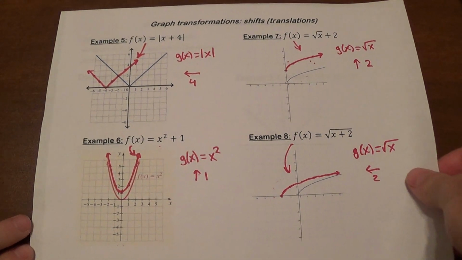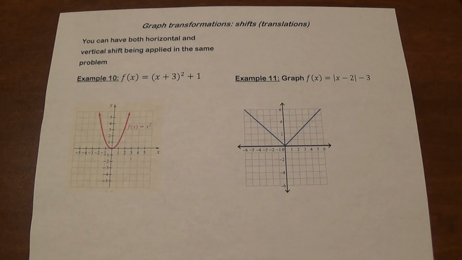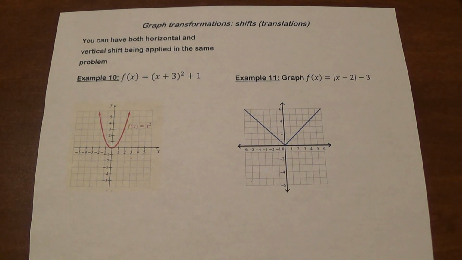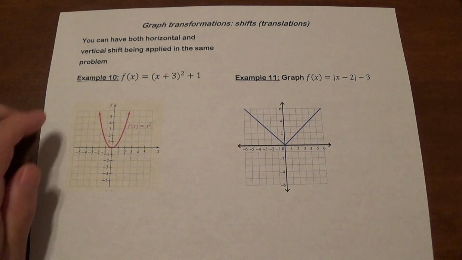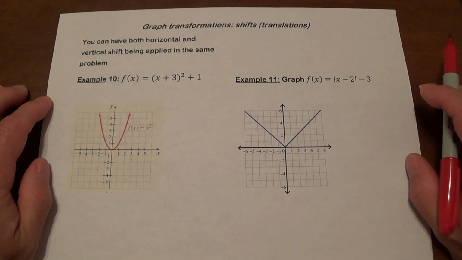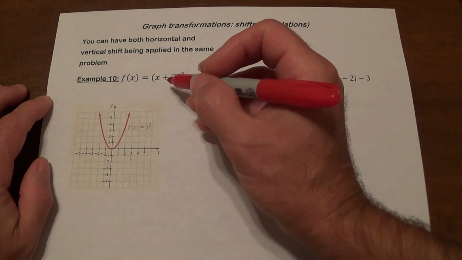A couple more examples. You can have both transformations happening at the same time. So you can have a horizontal and vertical transformation being applied in the same problem. And when you see problems like that, just carefully break it down, and then you will be able to graph it. So what do we have here?